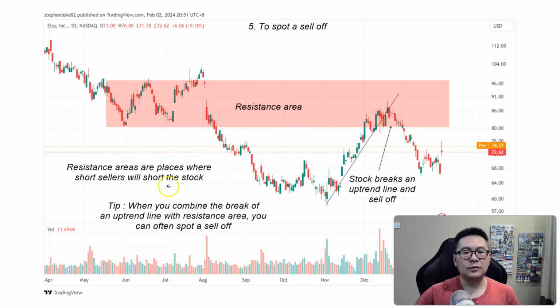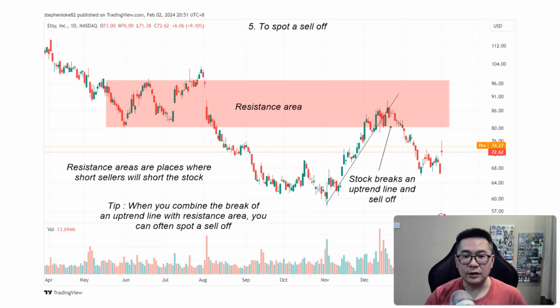So the tip here is, when you combine the break of an uptrend line with a resistance area, you can often spot a sell-off, because a lot of short sellers might be shorting the stock. So if you were long here, you should have got out around here.